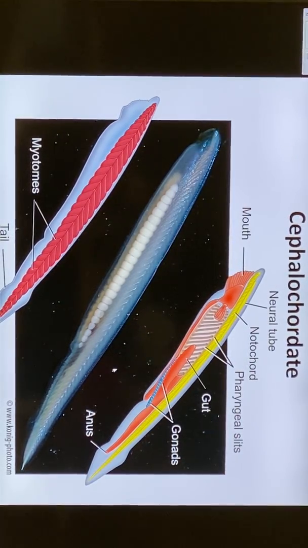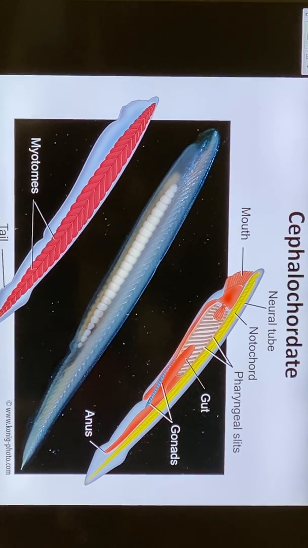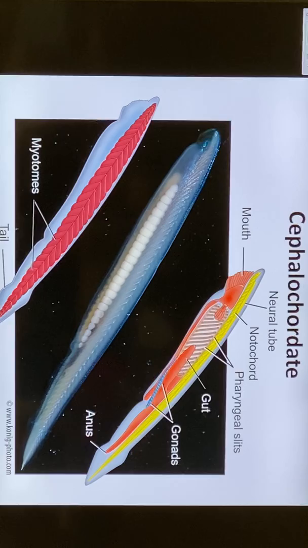Then we get to the chordates. So the chordates includes us. There are a few defining characteristics of the chordates. So the chordates, the name implies, have a cord. The cord runs the length of the body. It's the beginning of what will become a central nervous system. So the chordates have a long neural tube running down the length of their body.